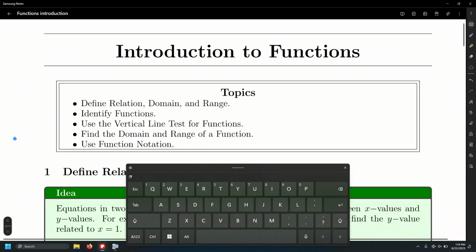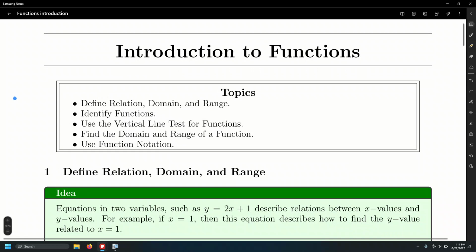So for introduction to functions, what are we going to do here? We are going to define what a relation is, what the domain is, what the range is, identify functions, use the vertical line test to identify functions, find the domain and range of functions, and get familiar with the function notation.